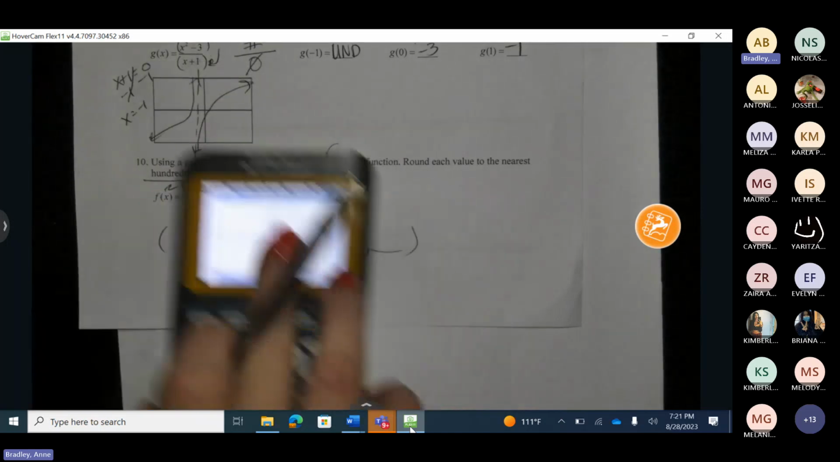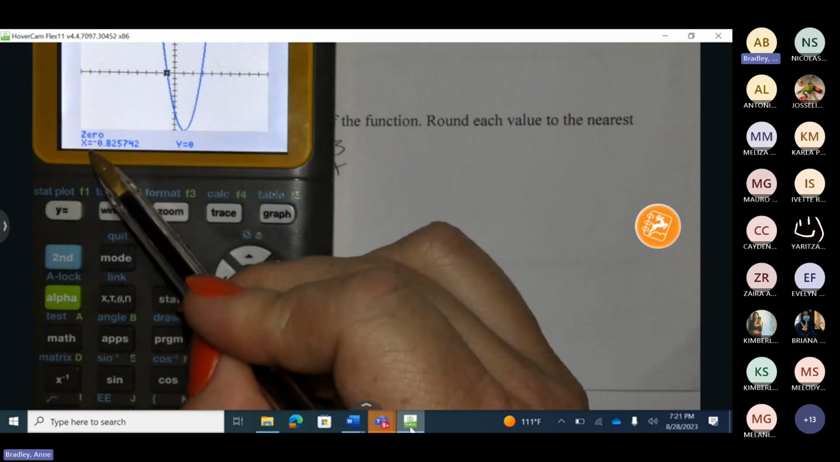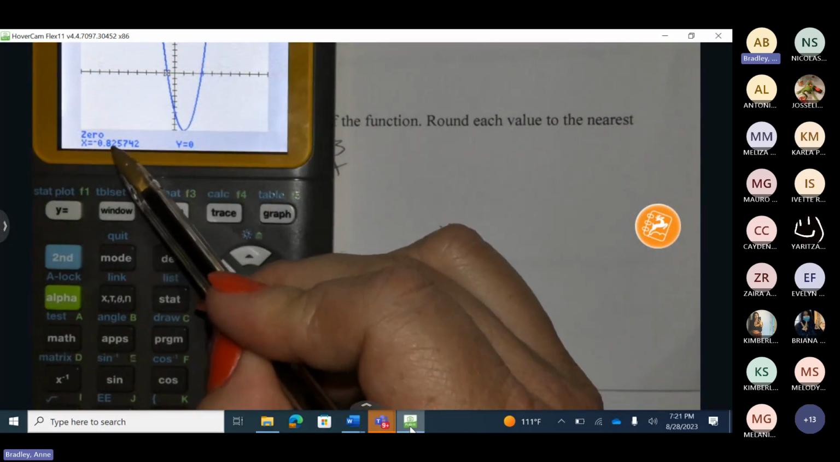Rounding to the nearest hundredth, this would be negative 0.83.